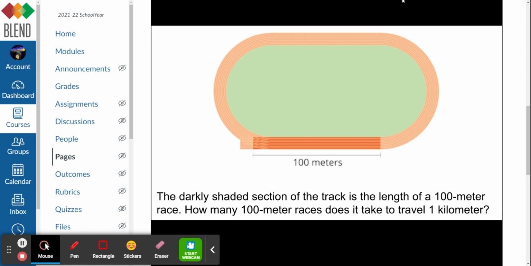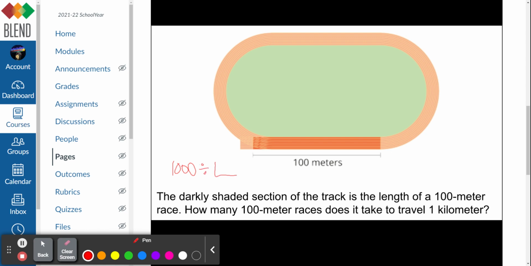All right, so let's take a look at our star reference guide. And it says that 1,000 meters are in 1 kilometer. So if 100 meters is right here, how many 100-meter sections does it take to travel 1 kilometer? So a kilometer is 1,000 meters, right? So 1,000 divided by something equals 100.